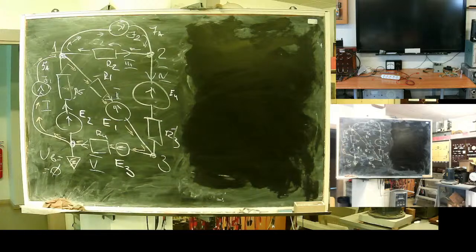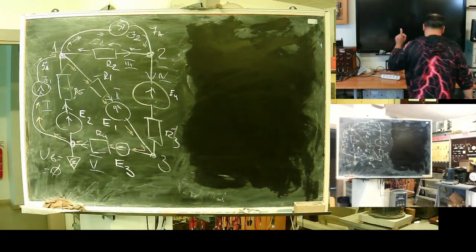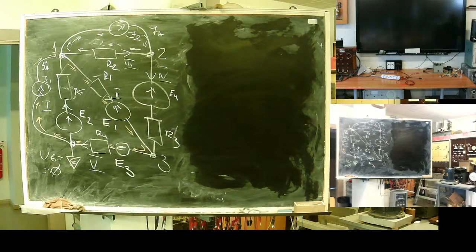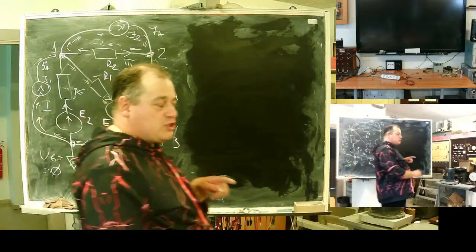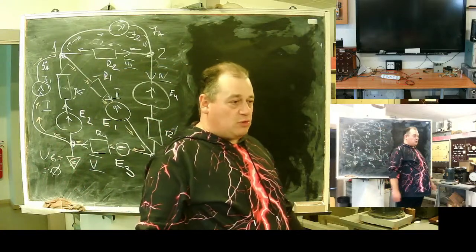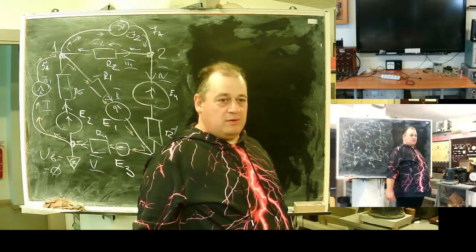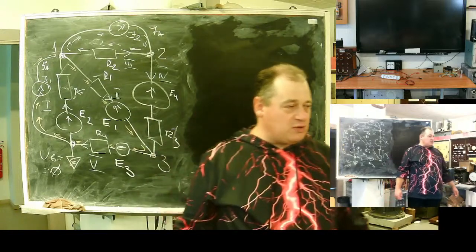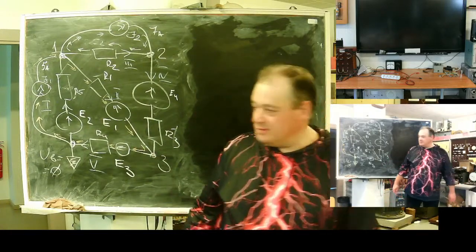Kirchhoff voltage law sounds like this: the sum of voltage drops in any closed contour equals 0. What is a voltage drop, what is a contour, and why is it closed?